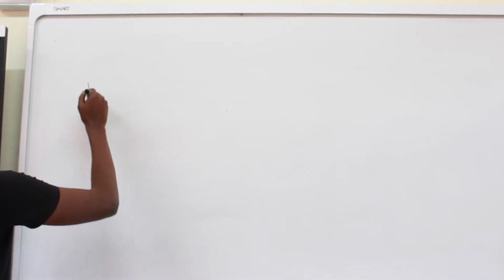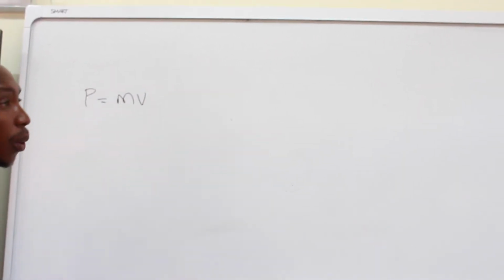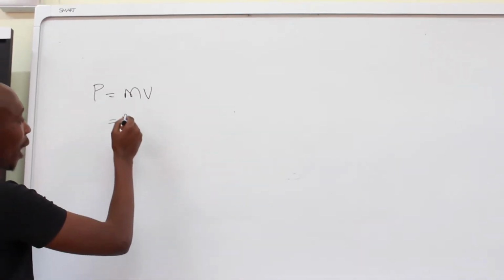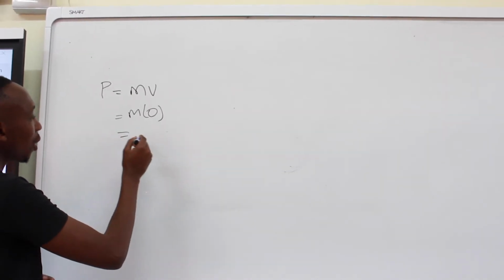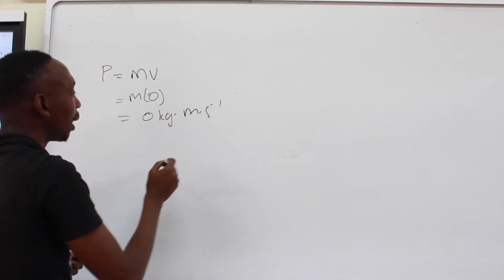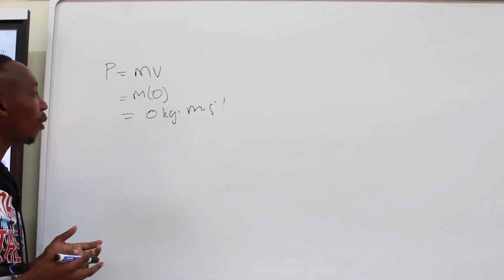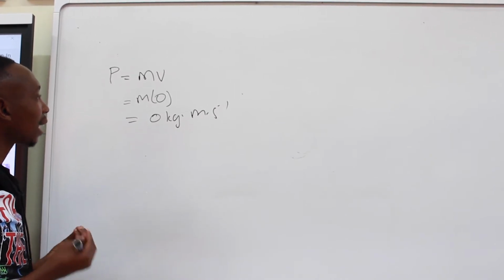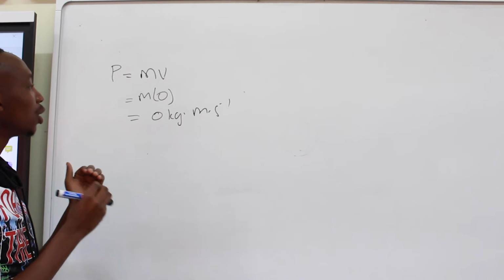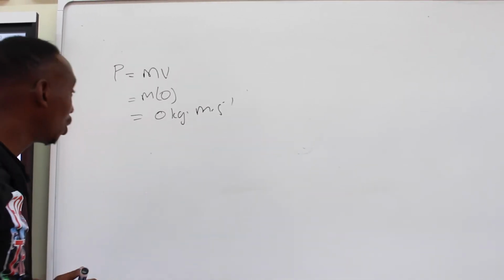So by formula, momentum is p equals mass times velocity. So what happens if I put 0 where I see the velocity? I'm going to have m times the velocity of 0, resulting in a momentum of 0 kilograms meters per second. Because of this, the momentum of an object that is at rest is 0, because the velocity is 0, so no movement. So every time something is in motion, you can know the momentum.